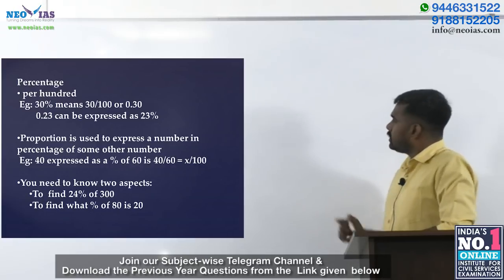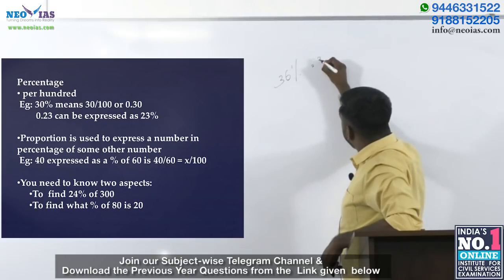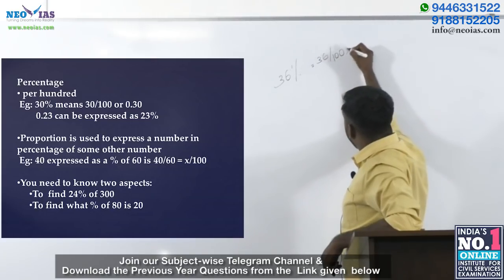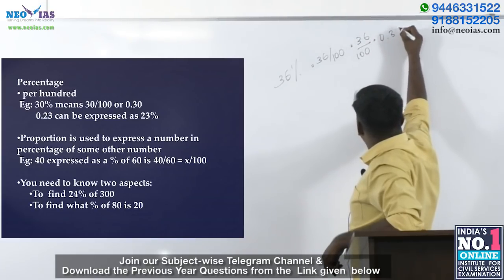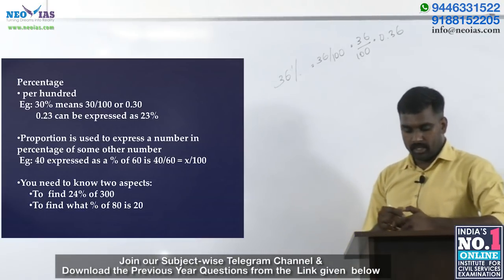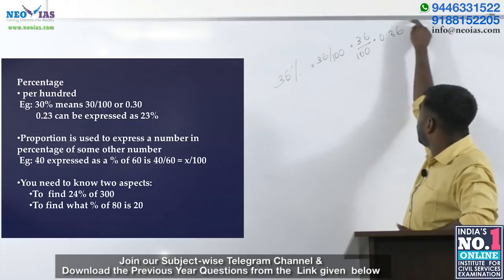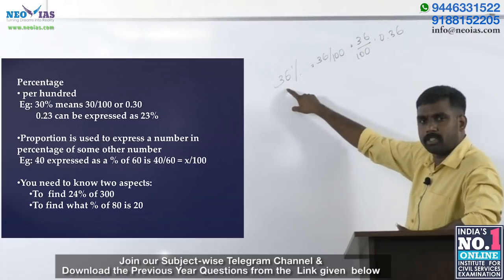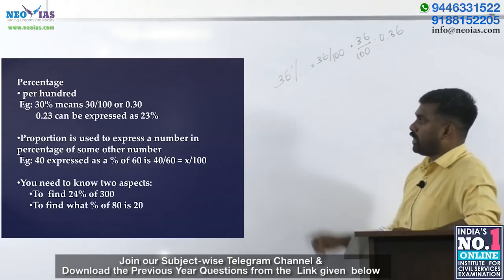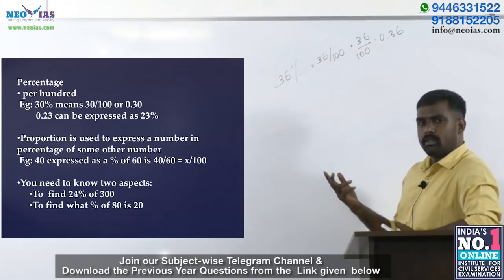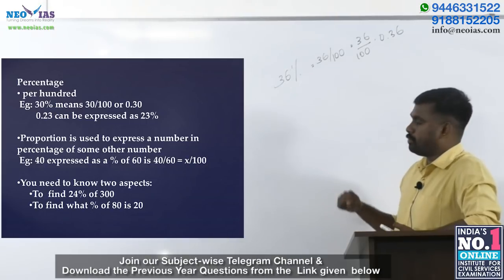So this is the similar case. For example, 36 percentage means what? 36 per 100, that is 36 by 100, that is 0.36. This is the basic idea of percentage. So can we represent this 0.36 as 36 percentage? Yes, obviously yes, right? That is what the second example conveys. 0.23 can be expressed as 23 percentage. So we can express it in both ways using the concept of percentage.